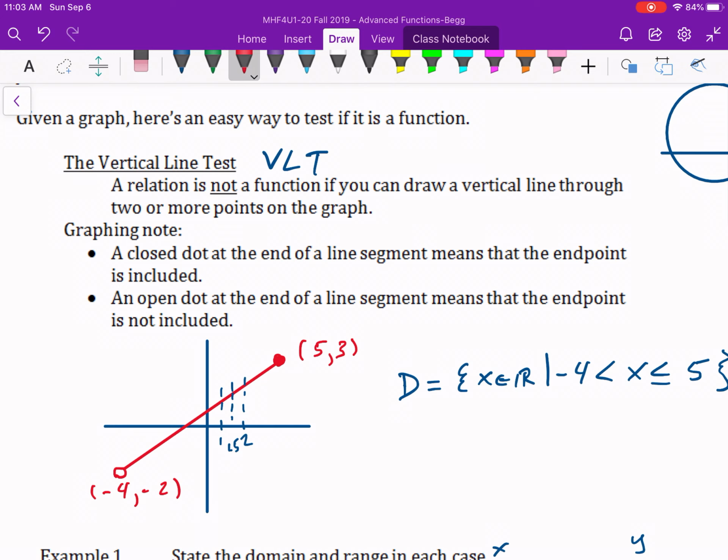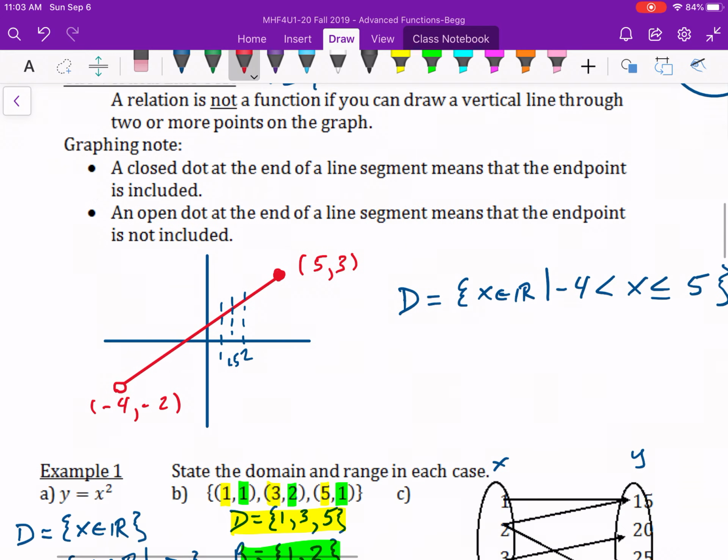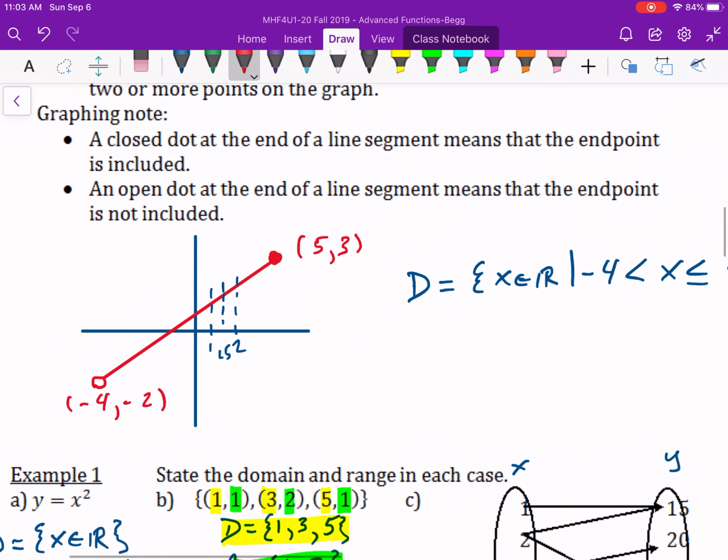So a relation is not a function if you can draw a vertical line through 2 or more points of the graph. Graphing note: a closed dot at the end of a line segment means that the endpoint is included. An open dot at the end of a line segment means that the endpoint is not included.